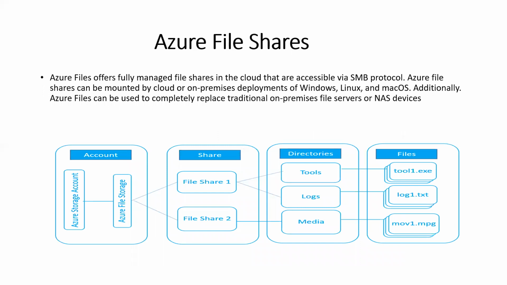Next is Azure File Share. This works in the same way as we have file shares on premise. So it uses the SMB protocol to access the file shares. Now, if you create an Azure File Share on cloud, you can actually access the file share using your Windows, Linux, or Mac machines. So again, in this case, we first have to create a storage account.